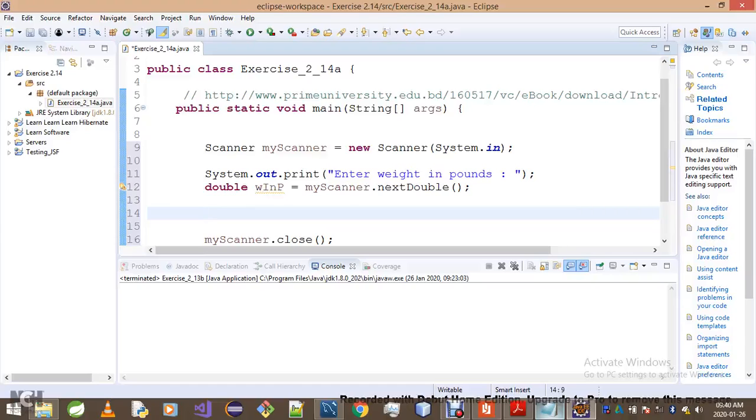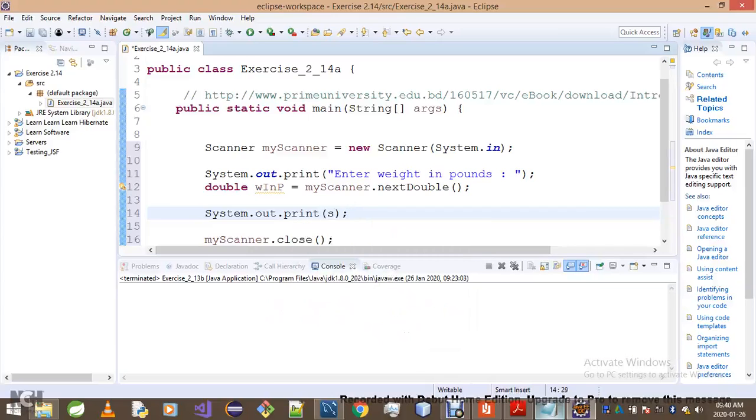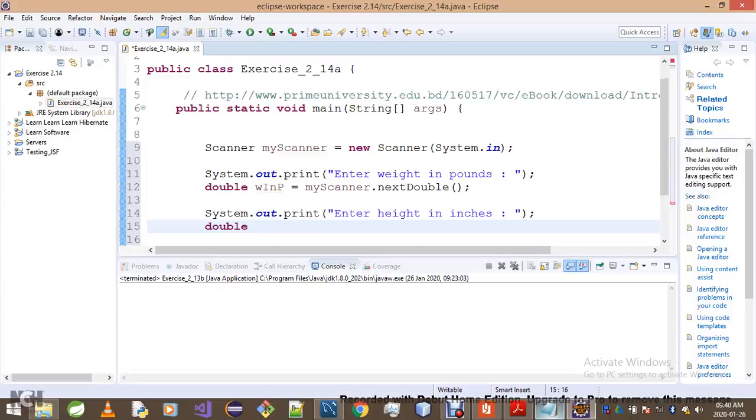Okay? So, what else? We need a weight, we need height. So we'll go System.out.print. We gotta go enter height in inches. Simply go enter height in inches. Of course, we need to keep that on some variable, so it's going to be height in inches.